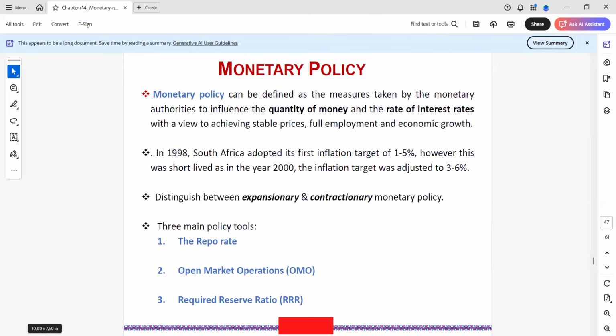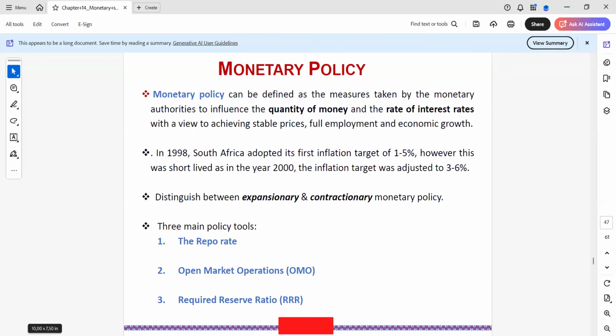Okay, the monetary policy. So now we're going to look at the monetary policy. This is the policy of the what, guys? Of the South African Reserve Bank, right? This is used by the South African Reserve Bank to do what? To regulate the quantity of money that is in circulation, right?